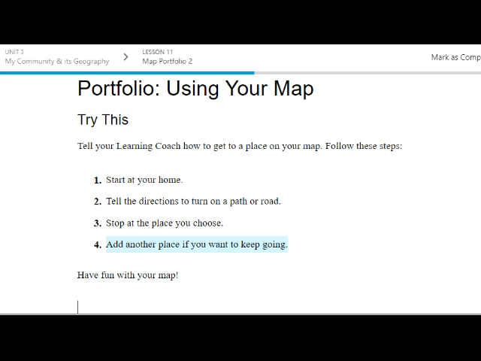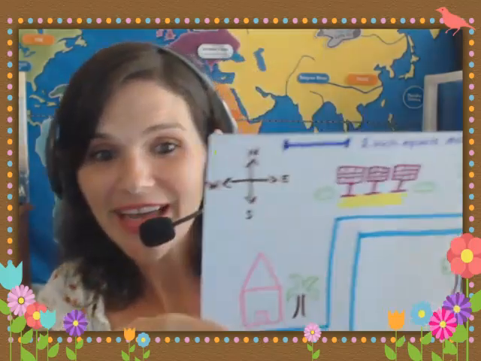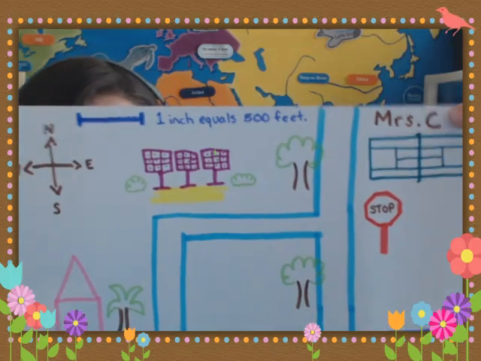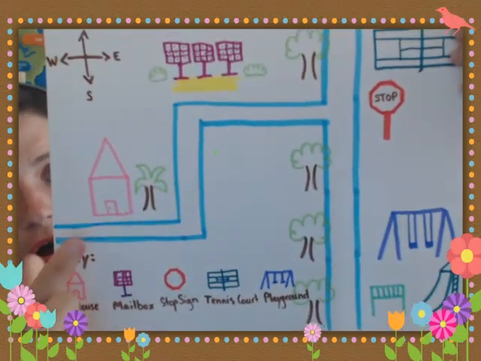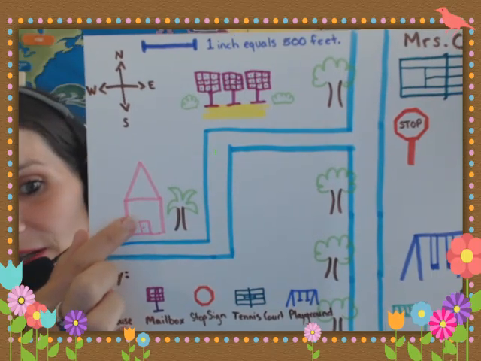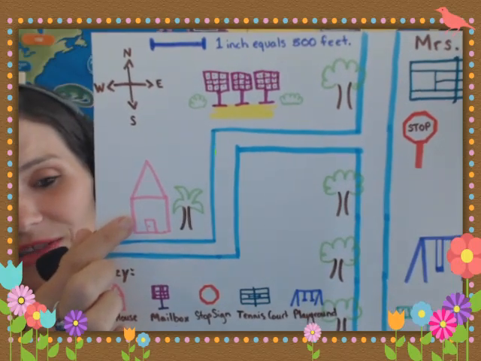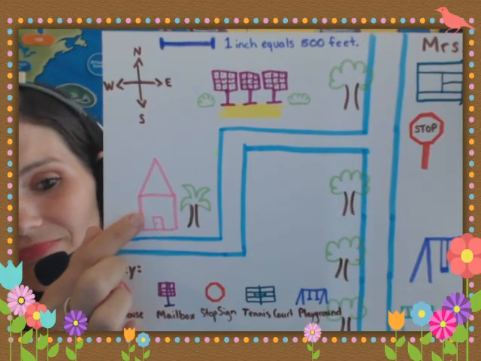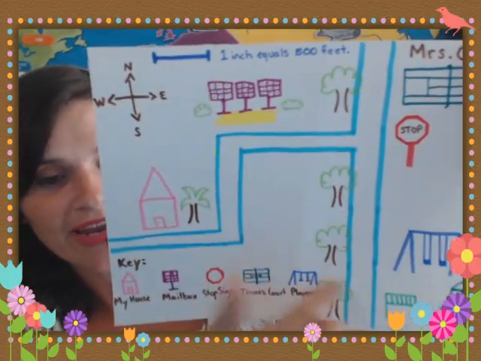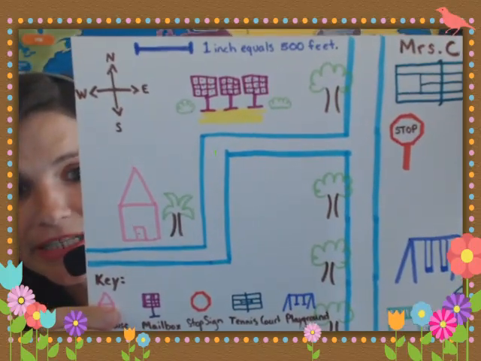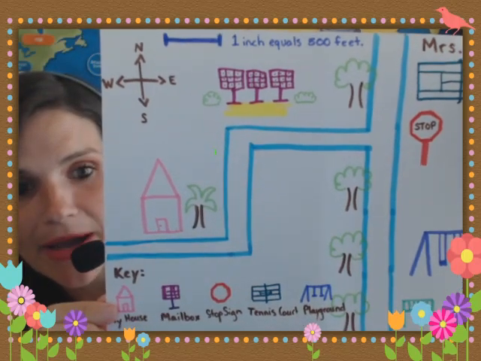So before we continue and look at our rubric and take this a little bit further, let's look at how I began my map. Here's an example for you. I started out with my name. I always want to include my name, right? I'm Mrs. C. And I began drawing this map by starting with my home. So right here, this little pink house is my home. I have a road. You need a road or a path, right? It might be a sidewalk, it might be a dirt trail. I have a road next to my home.